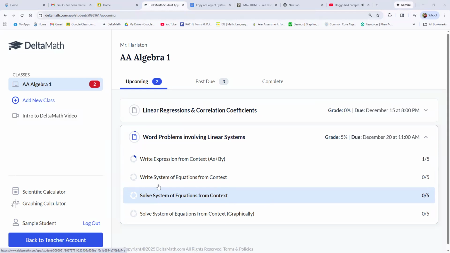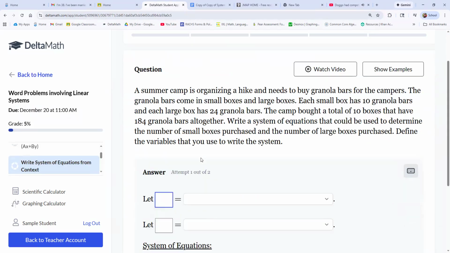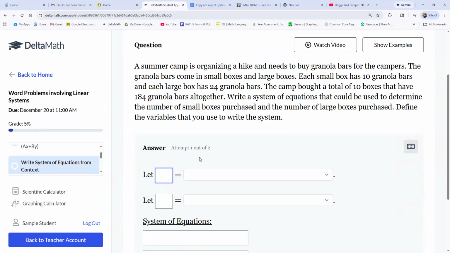All right, first thing, we've got this word problem here. It says a summer camp is organizing a hike and needs to buy granola bars for the campers. The granola bars come in small boxes and large boxes. Each small box has 10 granola bars and each large box has 24 granola bars. So the camp bought a total of 10 boxes and they have 184 granola bars altogether. They want us to write a system of equations that can be used to determine the number of small boxes purchased and the number of large boxes purchased.